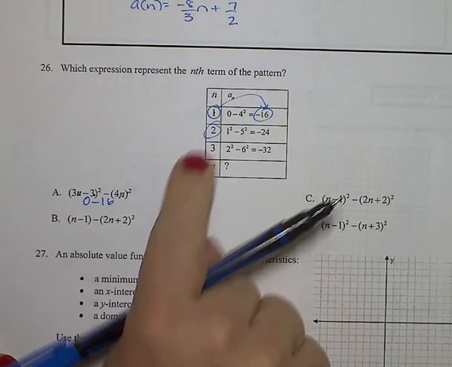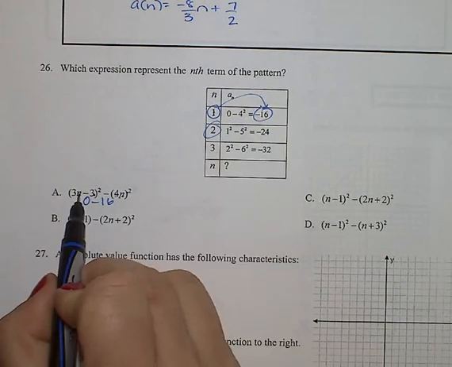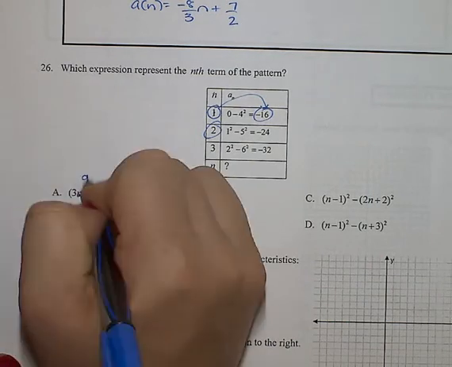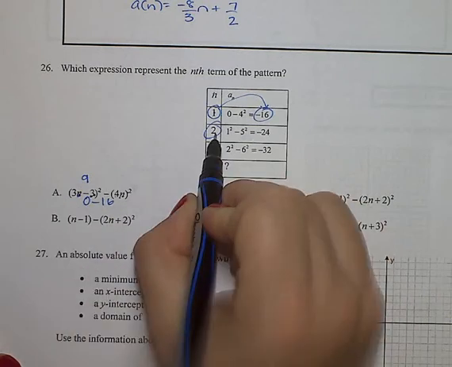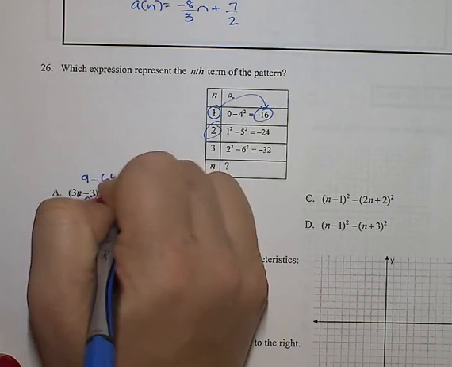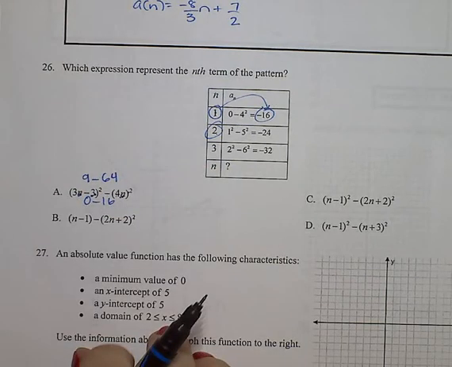Let's try 2. 3 times 2 is 6. 6 minus 3 is 3. 3 squared is 9. Try it again. 4 times 2 is 8. 8 squared is 64. What is 9 minus 64? It's not negative 24. Do you guys agree?